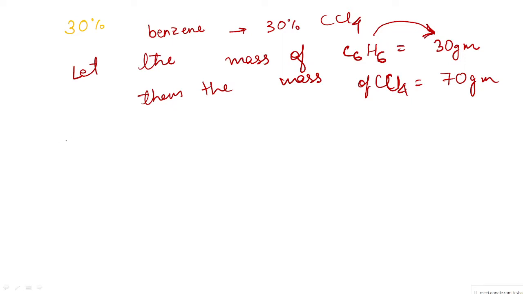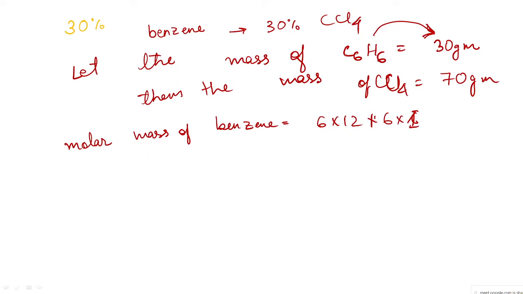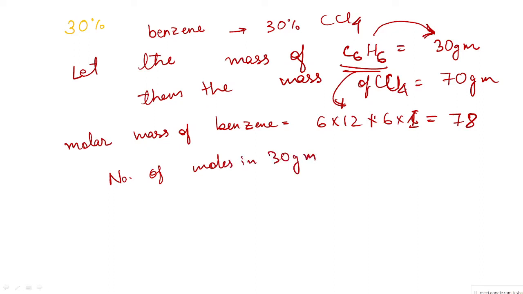And to calculate that, we have to calculate the molar mass of benzene. So the molar mass of benzene will be equal to 6 into 12 plus 6 into 1, because we have C6H6. So that is equal to 78. Now you have to calculate the number of moles. So the number of moles in 30 gram will be equal to 30 by 78.